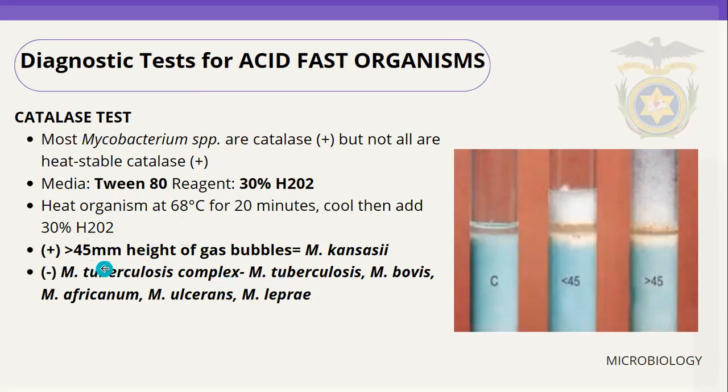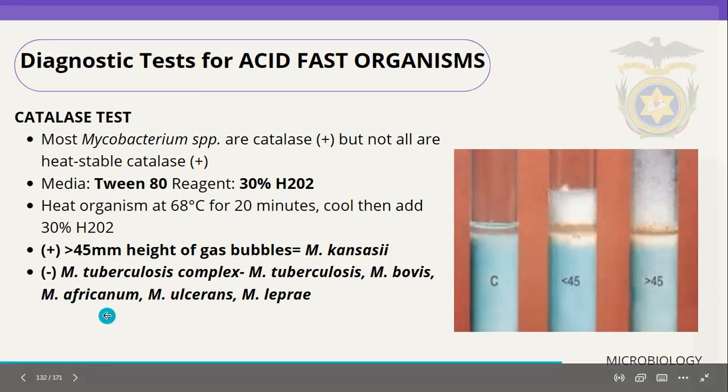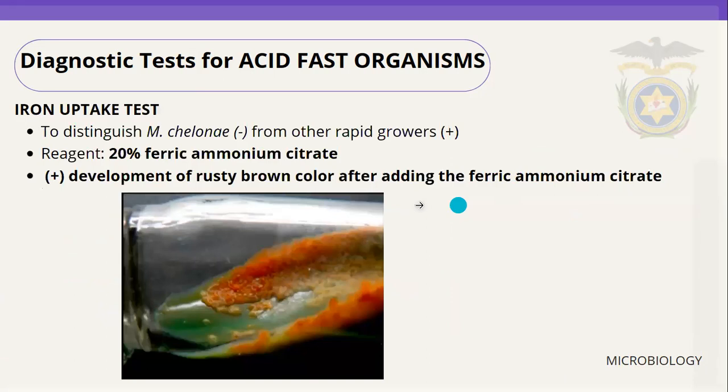So for the positive result here, the height of the gas bubble should be greater than 45 millimeters, as seen in Mycobacterium kansasii. And if the height of the gas bubbles is less than 45 millimeters, it can be seen in Mycobacterium tuberculosis complex, which consists of Mycobacterium tuberculosis, Mycobacterium bovis, Mycobacterium africanum, Mycobacterium ulcerans, and Mycobacterium leprae.